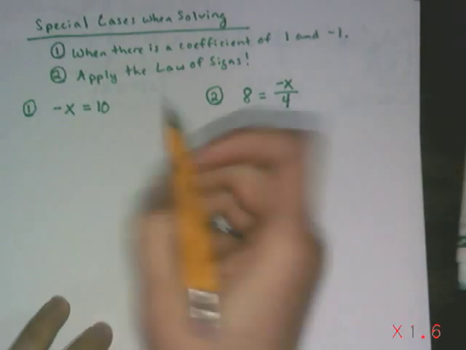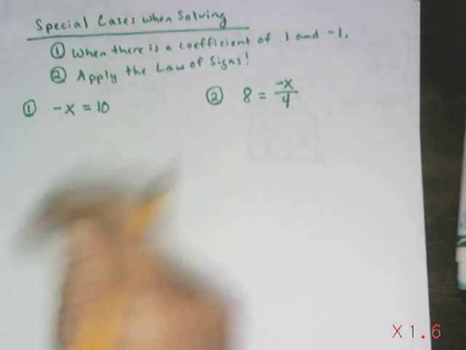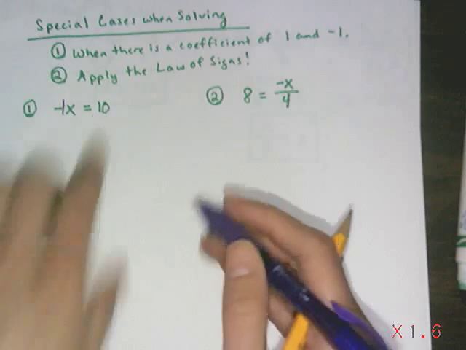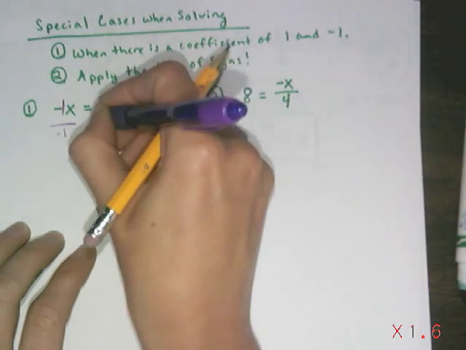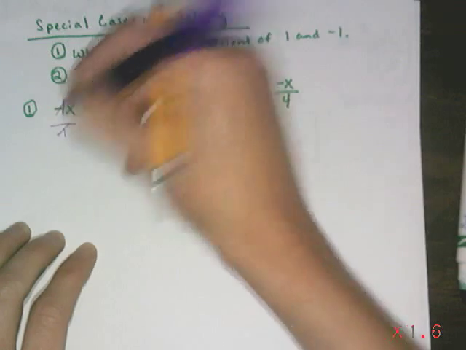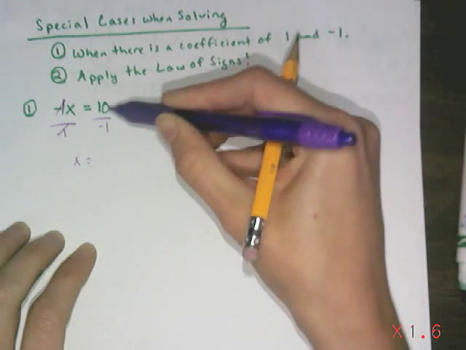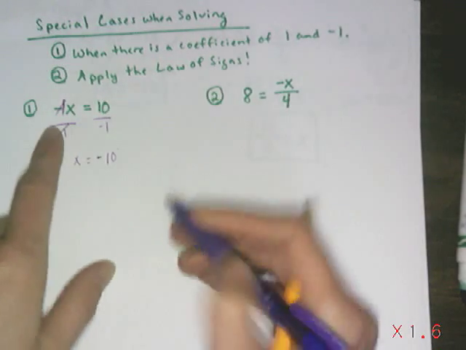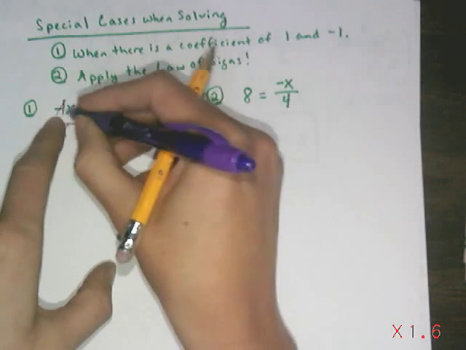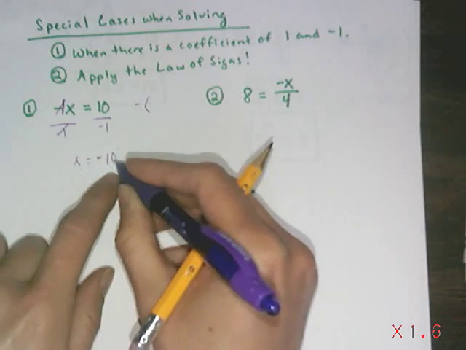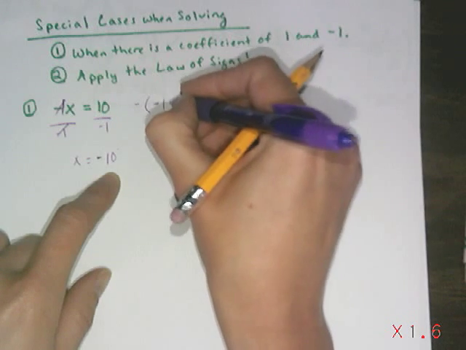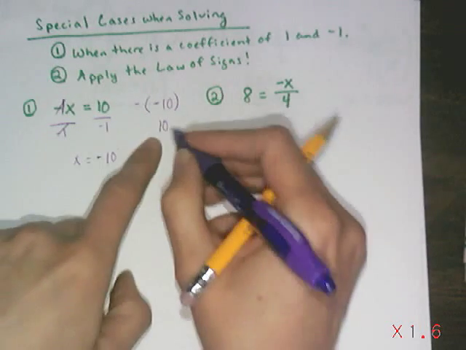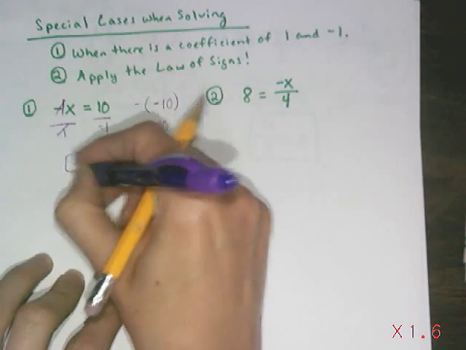So you think of this as a coefficient of negative 1. So how do you separate negative 1 times x? You divide by negative 1. That allows it to cancel here, leaves you with x. x is equal to 10 divided by negative 1. That's negative 10. So plug it in. Here's where you see it. The opposite, my solution is negative 10. So when I plug it in, I'm going to put it in parentheses. So it looks like this. What's the opposite of negative 10? Well, 10. So 10 equals 10. This is indeed my solution.